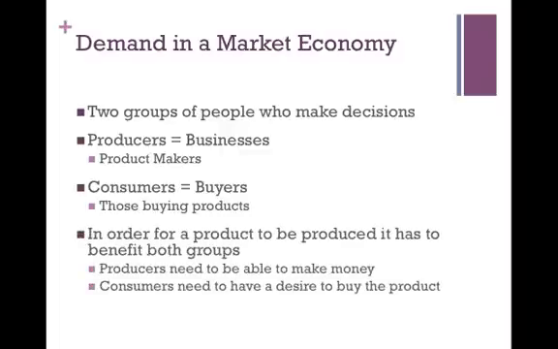In order for a product to be produced, it has to benefit both groups. Producers need to be able to make money. As you recall, in a market economy, one of the major values is the ability to make money or a profit. And consumers need to have a desire to buy that product in order for it to be sold.